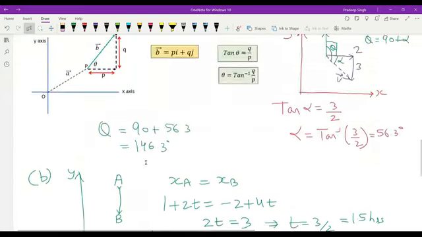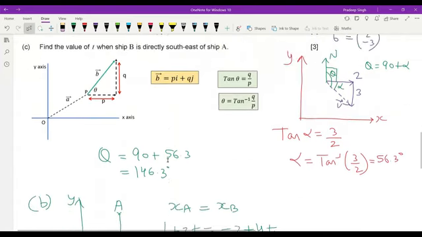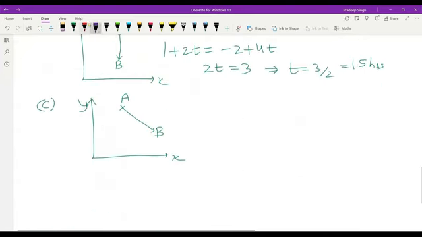Now, the keyword to note in part C is directly southeast, which means the angle in this particular case will be 45 degrees. Which angle am I talking about? This particular angle is 45 degrees. This is what we mean by directly southeast. Whenever the angle is 45 degrees, we know the x and y components are equal. Tan 45 is 1, and that's why we can write AC equals BC. AC is the x component of AB, and BC is the y component of AB.